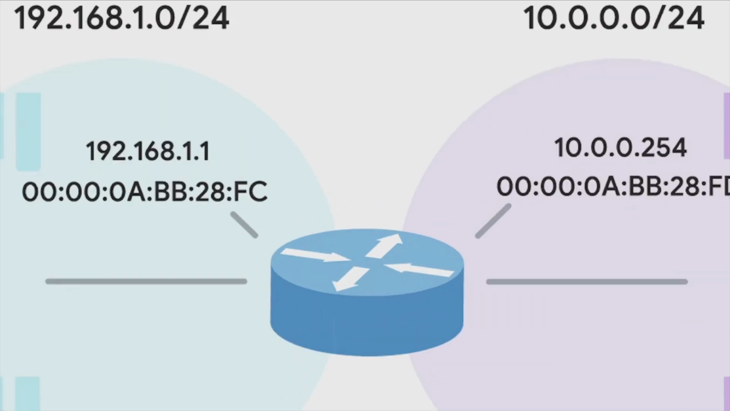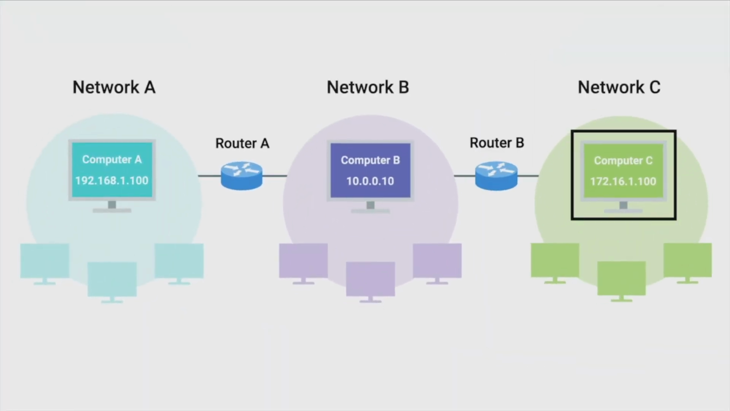Let's complicate things a bit by introducing a third network, Network C, connected through another router with an IP of 10.0.0.1 on Network B and 172.16.1.1 on Network C. Now, if a computer on Network A wants to send data to 172.16.1.100 on Network C, the routing process still applies. The packet goes from Network A to the router on Network B, and then to the second router, ultimately reaching its destination.